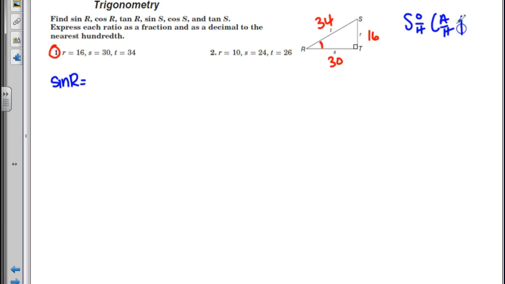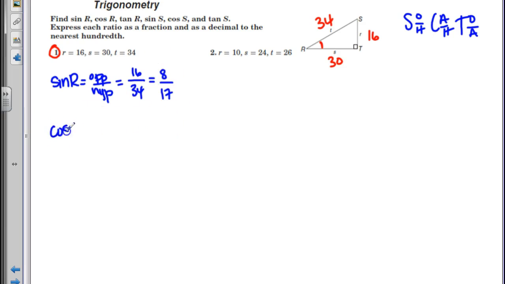SOHCAHTOA. So sine is opposite over the hypotenuse. Opposite over hypotenuse, we're starting at angle R. Opposite side is 16. Hypotenuse is 34. We can reduce that, divide top and bottom by 2, and 8/17 is the ratio.